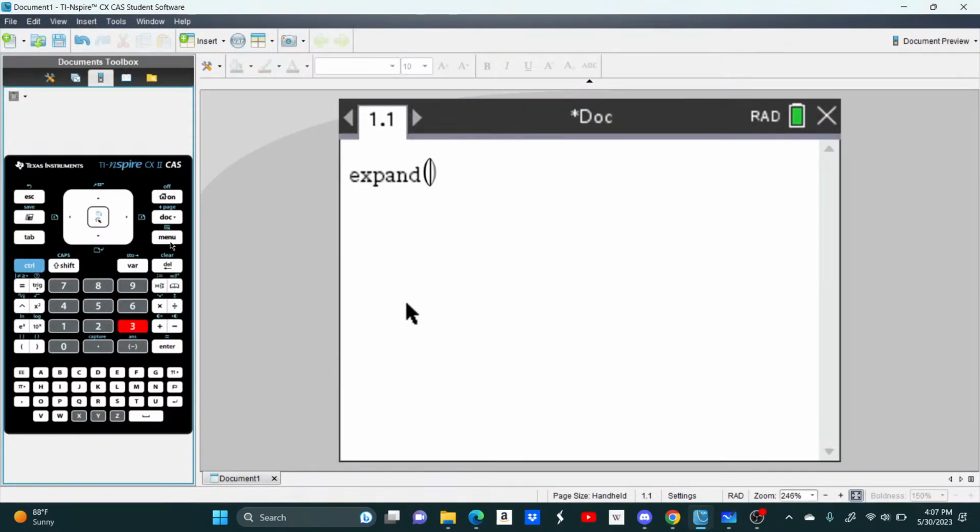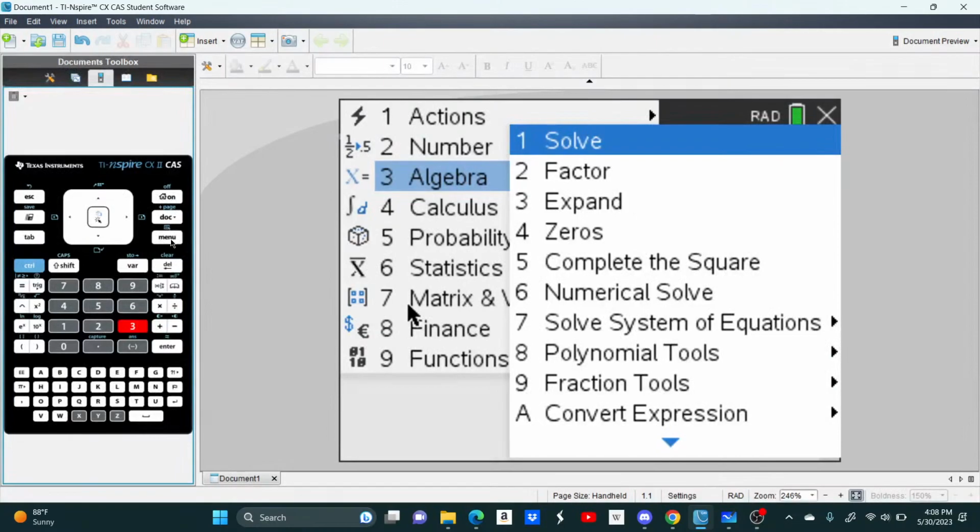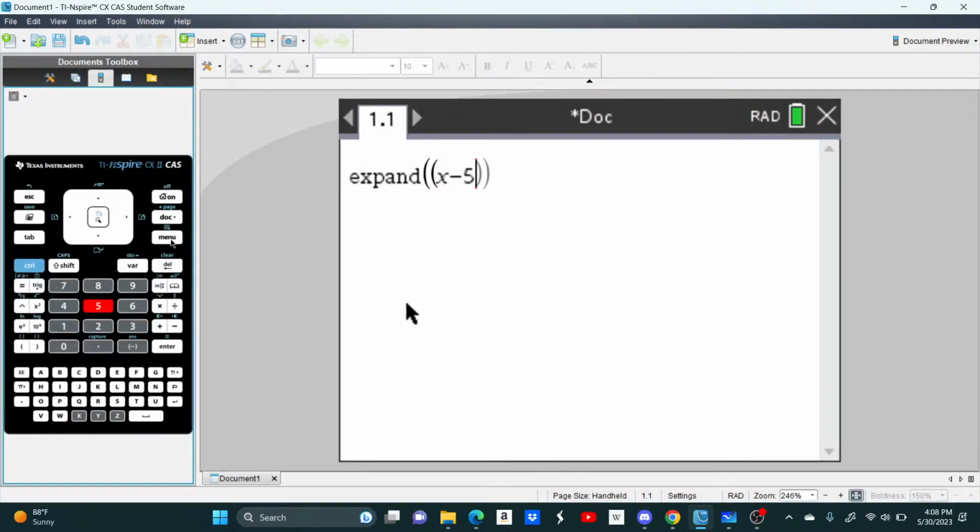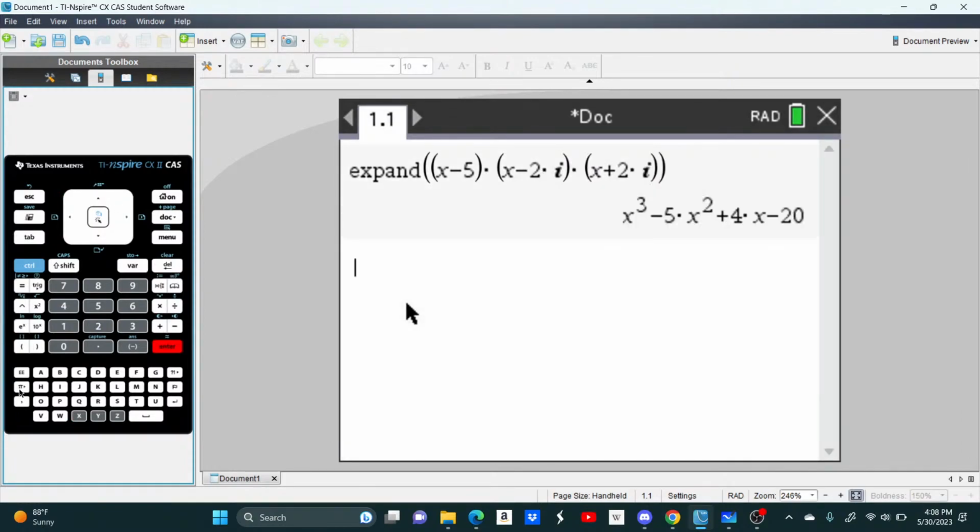If you don't want to FOIL this whole thing, which I don't blame you, you can go to expand, which is under menu, algebra, and then number 3 is expand. Type x minus 5 times x minus 2i, and you can't just type i, you have to go down here and get that, times x plus 2i. You get x cubed minus 5x squared plus 4x minus 20.